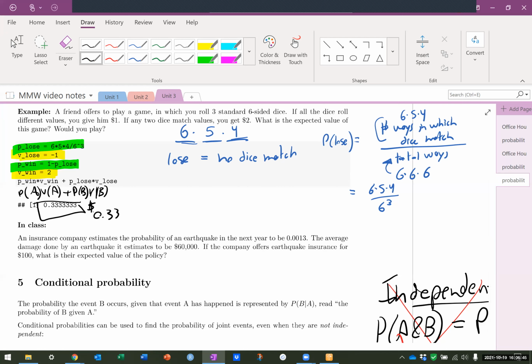So expected value is very important for insurance companies. They have to know whether they're going to make money off your policies. It's also important if you are deciding to gamble or not. Most likely, with casinos, the expected value is negative for the gambler. Otherwise, casinos wouldn't exist. They wouldn't make money. So keep that in mind next time you are going to play a game of roulette.